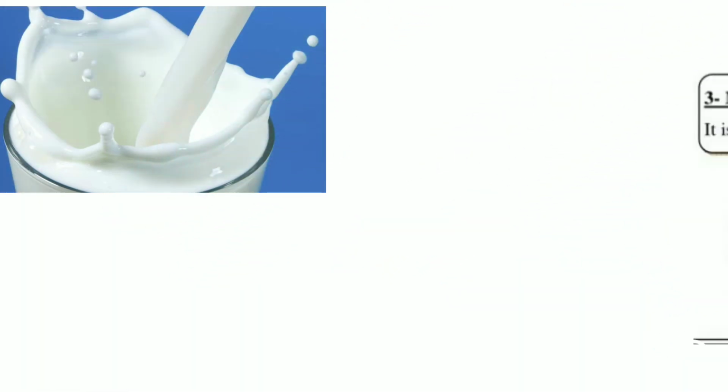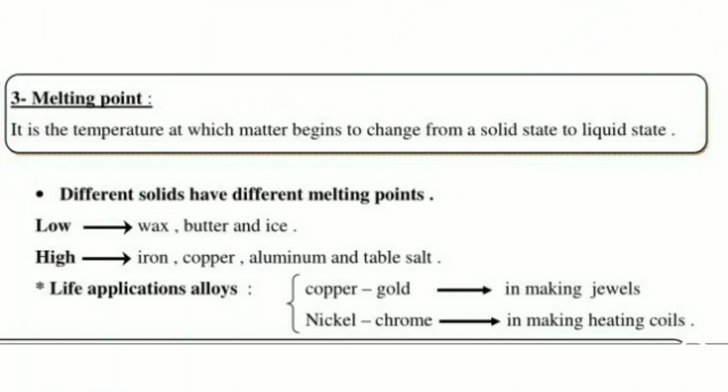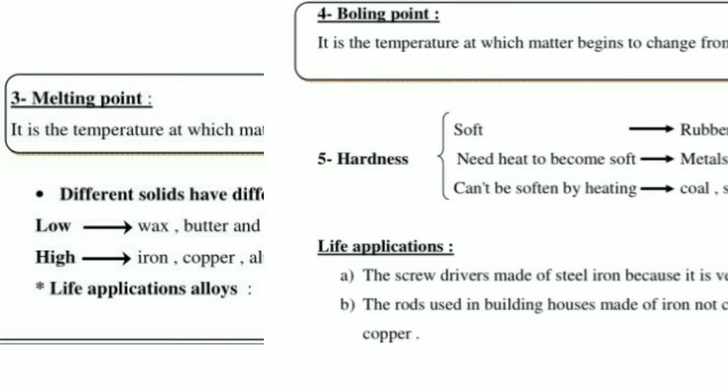Now with the third physical property, melting point. It is the temperature at which matter starts to change from solid to liquid. We find that different solids have different melting points. Ice, butter, and wax have low melting points. Iron, copper, aluminum have high melting points. From the applications of melting point: making alloys, such as copper and gold in making jewels, and nickel chrome in making heating coils.